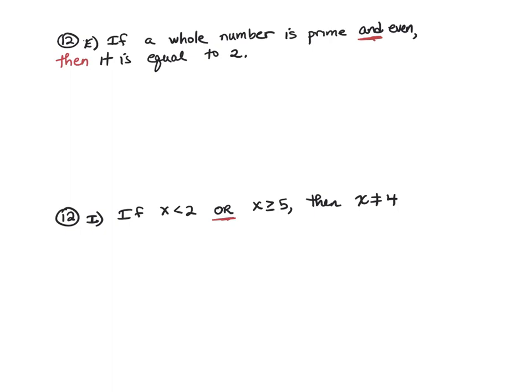Okay, so keeping that in mind, and it's very important to know which one's the antecedent: the antecedent of the original is a whole number is prime and even, and the consequent is it is equal to 2. In 12I, the antecedent is this disjunction, x less than 2 or x greater than or equal to 5. And the consequent is just x not equal to 4. All right. So I'd like you to write the converse, inverse, and contrapositive of these.